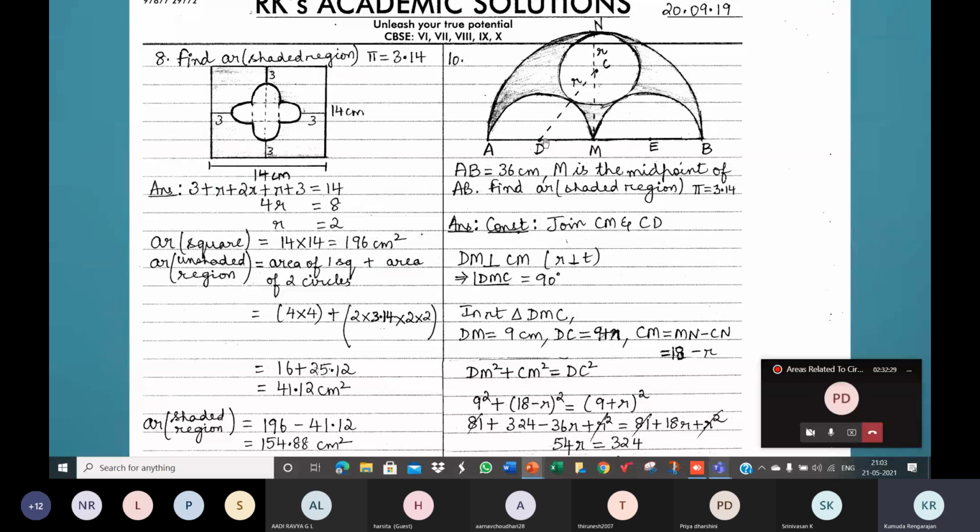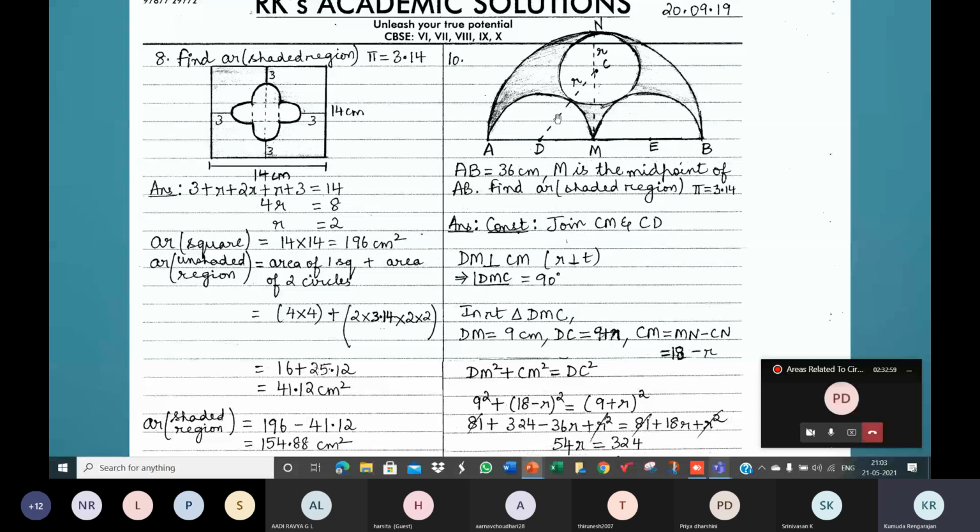DM is a side. How much is DM, children? What's the length of DM? It's 9 centimeters. Straight away, DM is 9. What about DC? How much is it from D to this portion? This is the radius, right? From D to here is the radius of the semicircle.